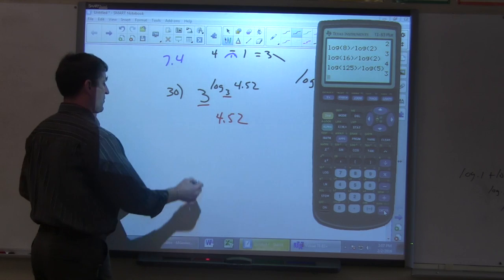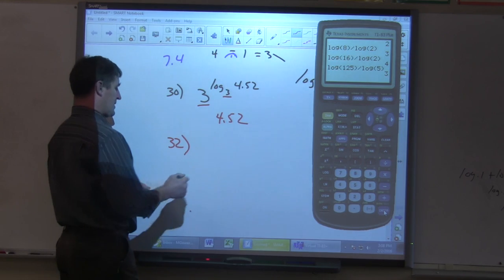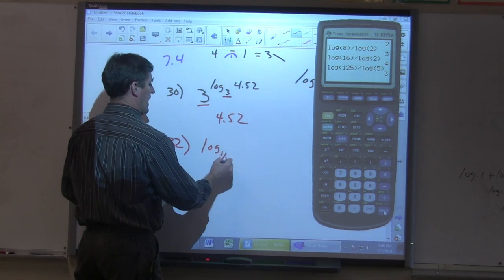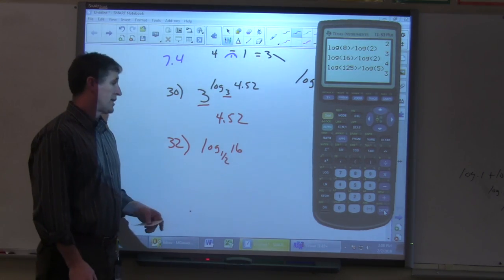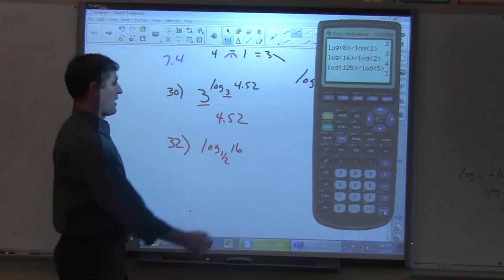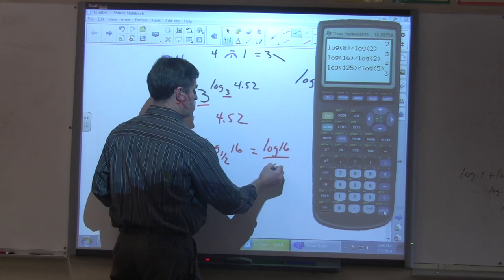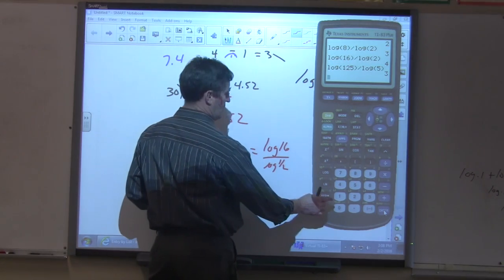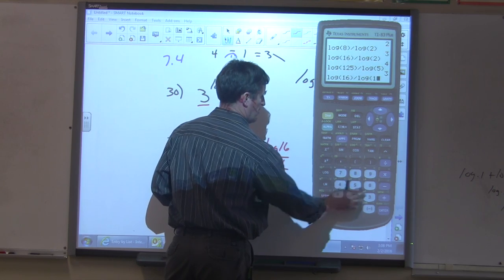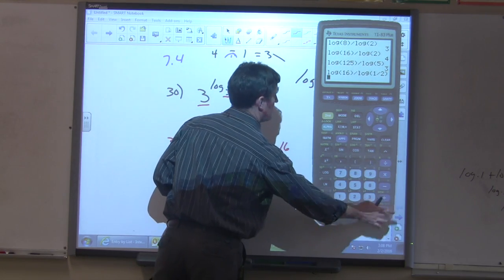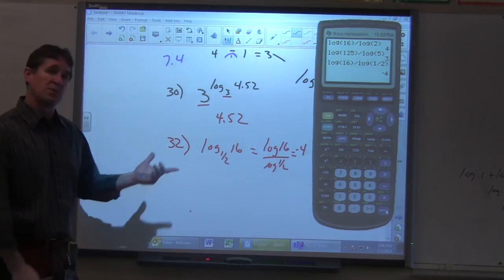And the last one I'd like to go through is number 32. And that says log 1/2 of 16. So again, a couple ways I could do this. What they wanted to do is do this on the calculator and just use the change of base. And go log 16 divided by log 1/2. So if we do that on the calculator, log 16 divided by log 1/2, you get -4. So that's one way to do it, and that's what the book wanted to do.